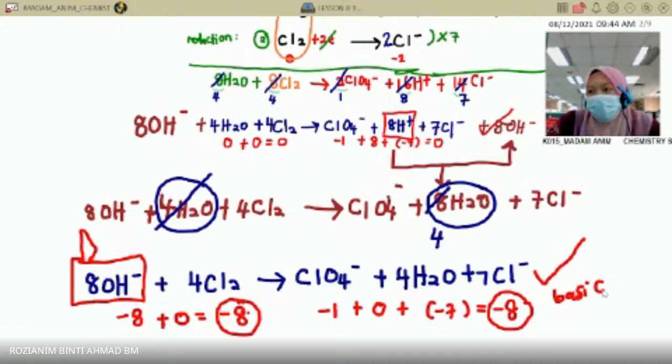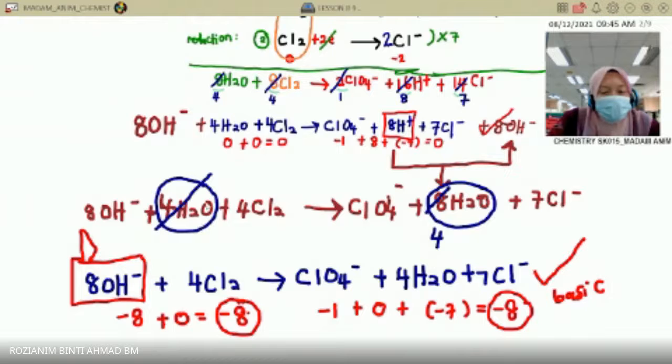Boleh ya? Madam, nak tanya, kalau belah kiri H2O dia lagi besar dari belah kanan? Sama je. Kalau belah kiri H2O lebih besar, katakan sini 10, sini akan jadi katakan 2. So sama je proses dia. Nilai besar tolak nilai kecil. So si sebelah kanan akan jadi 0, sebelah kiri akan jadi 8.